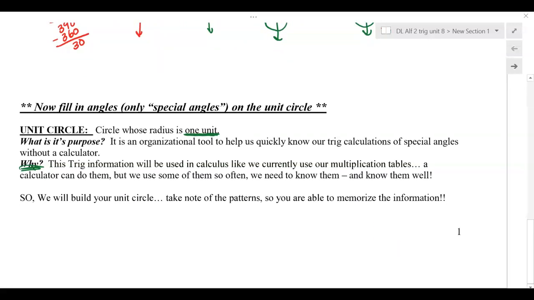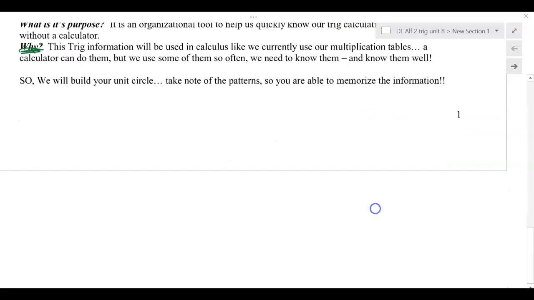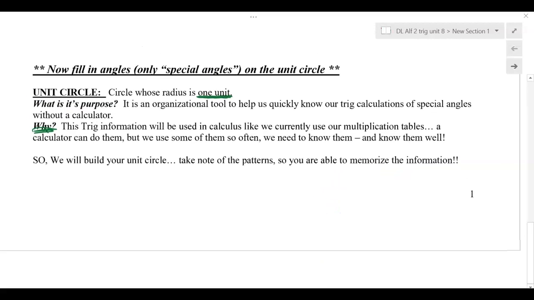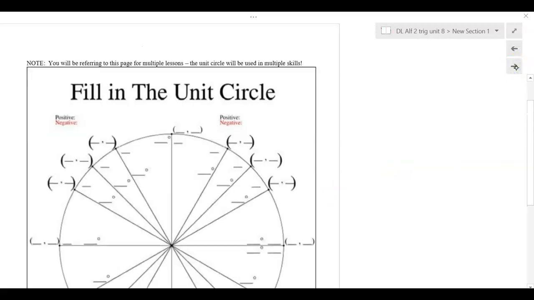So our ultimate goal is going to be to memorize this unit circle to be able to quickly calculate trig functions. Oops, sorry. So it's on the next page. All right, so here's our unit circle.